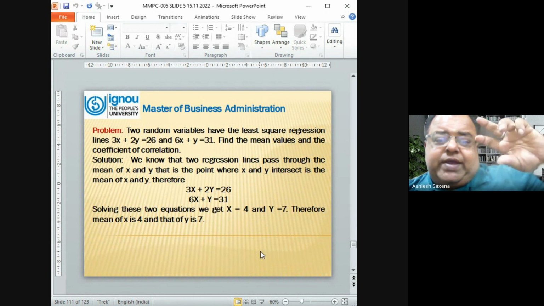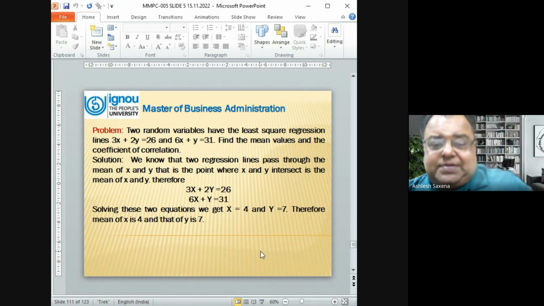I'm just doing the converse of application of regression and correlation because it can be asked in any form. The random variables have the least square regression lines, this and this. You have to calculate the mean value and the coefficient of correlation. Your equations are in the standard form.